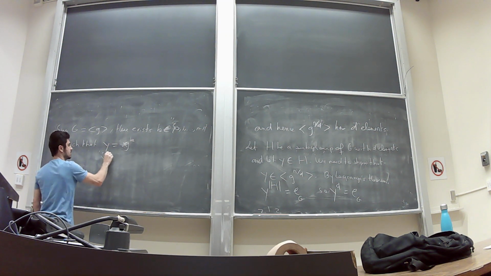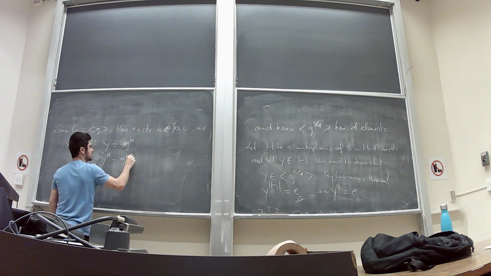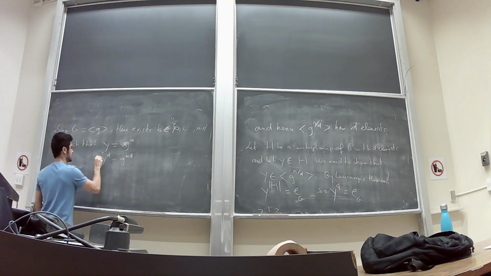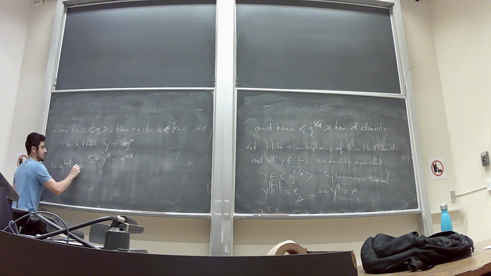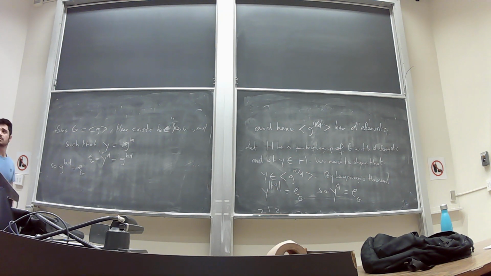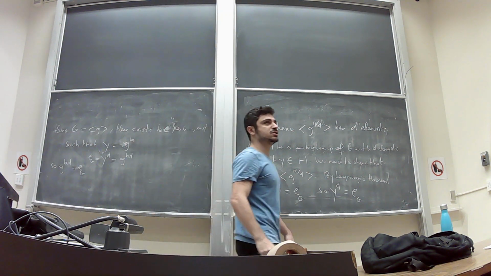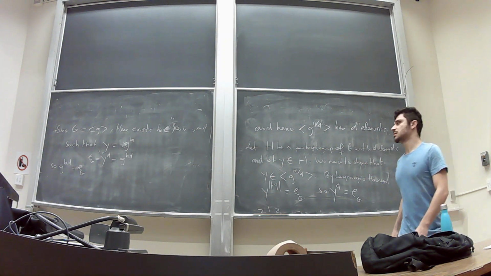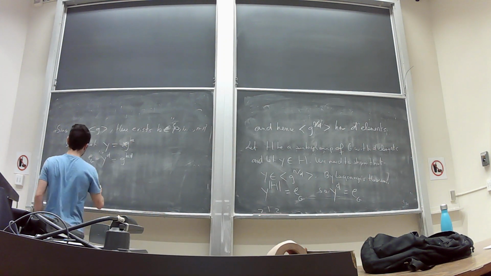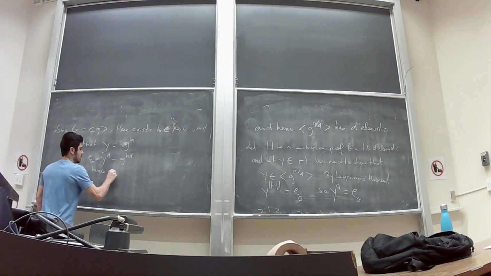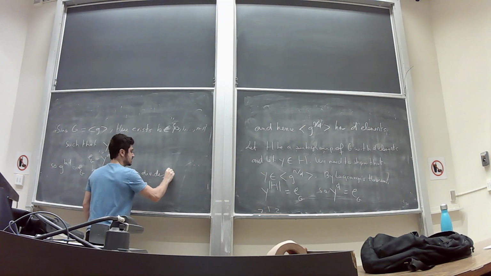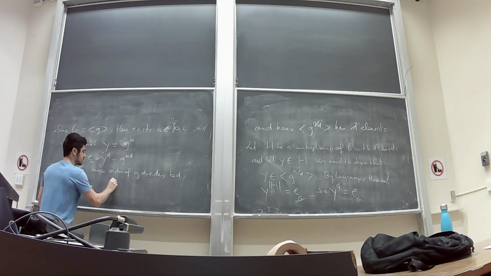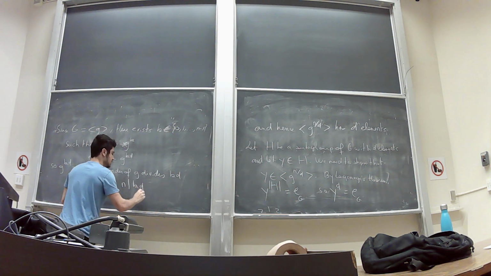So y to the d is equal to g to the kd, which is equal to the identity. So g to the kd is equal to the identity. Now if I have g to some power equal to the identity, this implies that the order of g divides kd. So n divides kd.